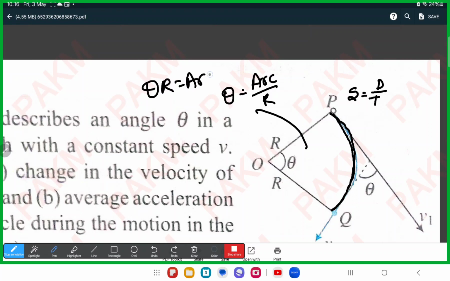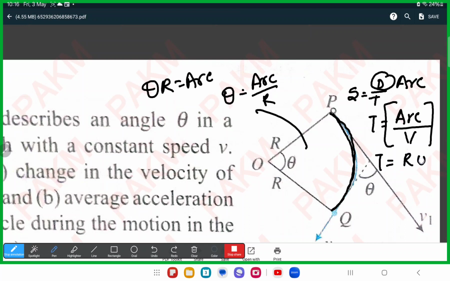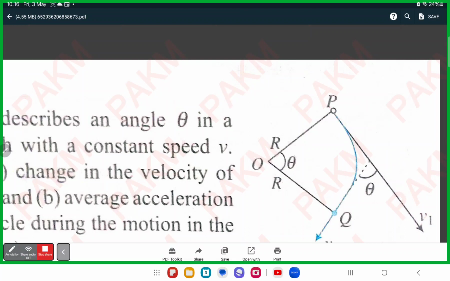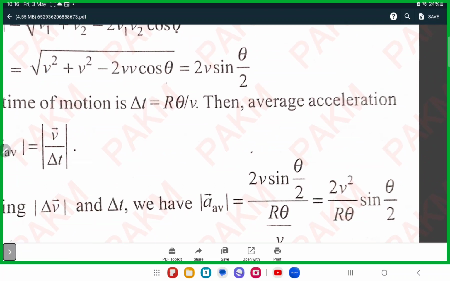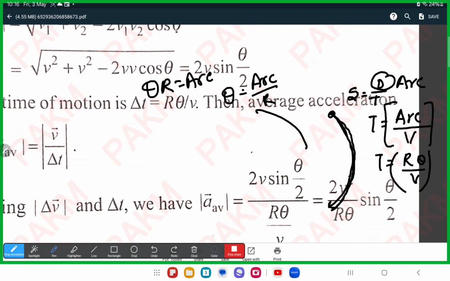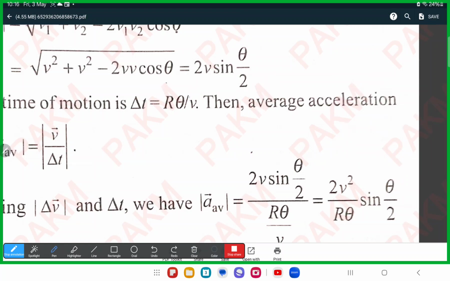That is the arc. So distance will be equal to the arc, and time is equal to arc upon velocity. Since velocity is constant, we can keep it as v. So t is equal to r theta upon v. This is the time taken to reach from point P to point Q. I thought this is clear to you. Now here we have delta theta, the time it has taken from P to Q, r theta by v.